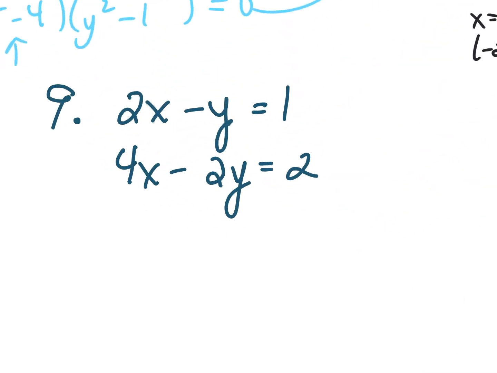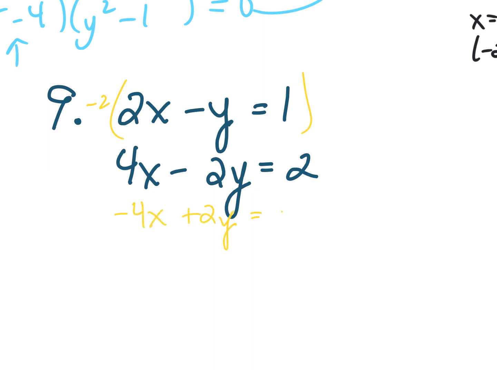All right, let's do this one. What do you want to do? The first by negative 2? Yeah. Okay. So negative 4x plus 2y equals negative 2. So this cancels. This cancels.